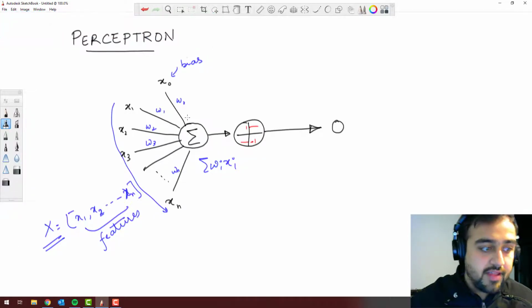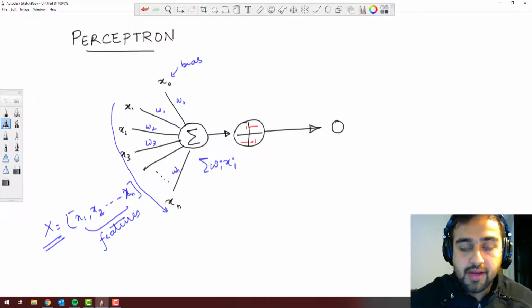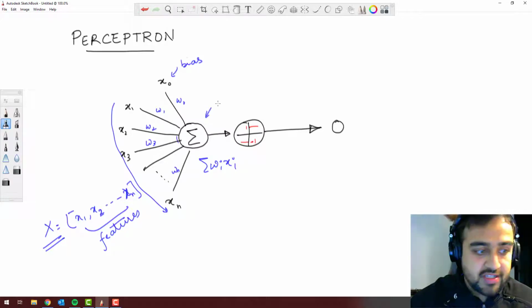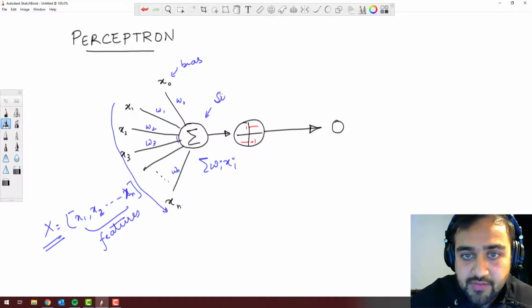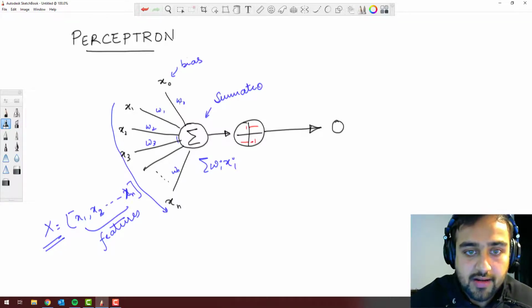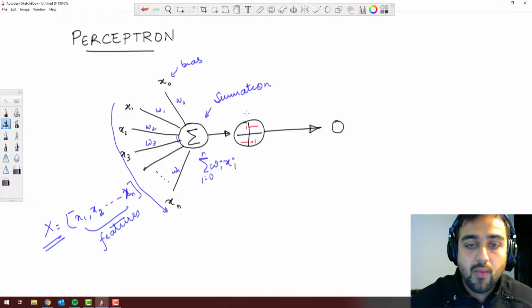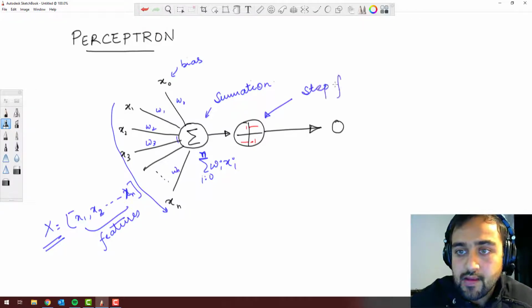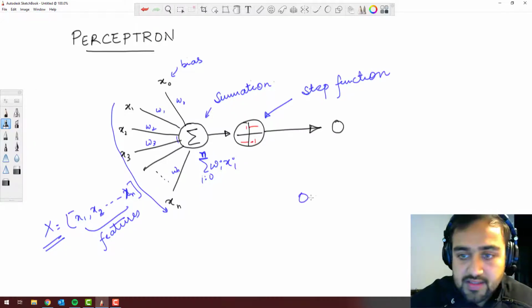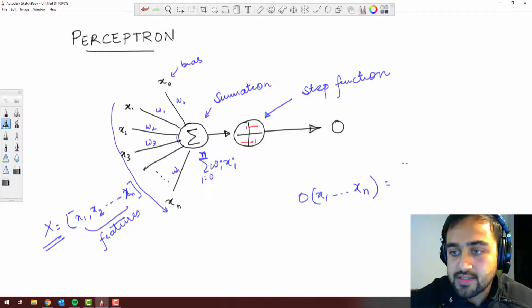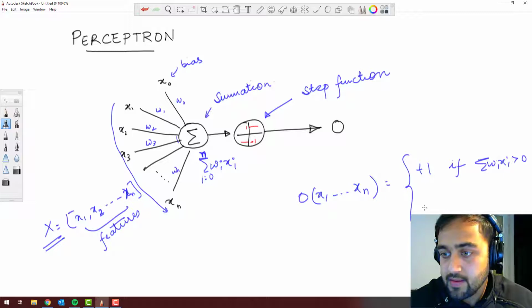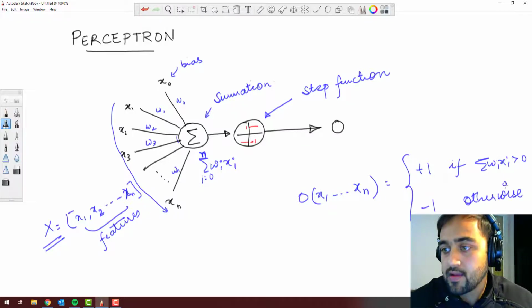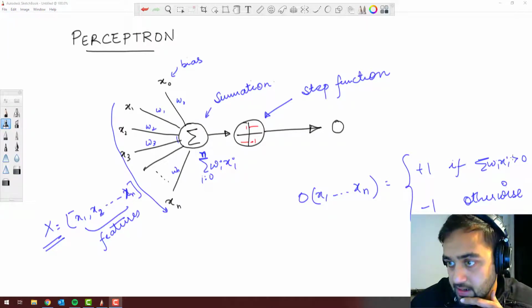All of these weights and your features are then summed into a single entity using a summation function, which is sigma, right? So this is a summation function which groups all of these x0, w0 till xn, wn and adds them into a single quantity, where i goes from 0 to n. Now this summation is presented to a step function, right? The step function outputs O of x1 to xn equal to plus 1 if sigma of wi xi is greater than 0 and minus 1 otherwise, right? So this would be greater than or equal to 0.